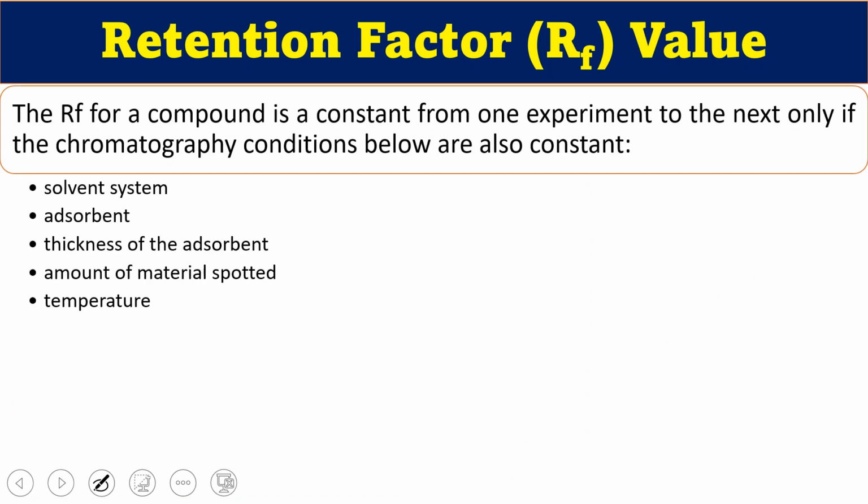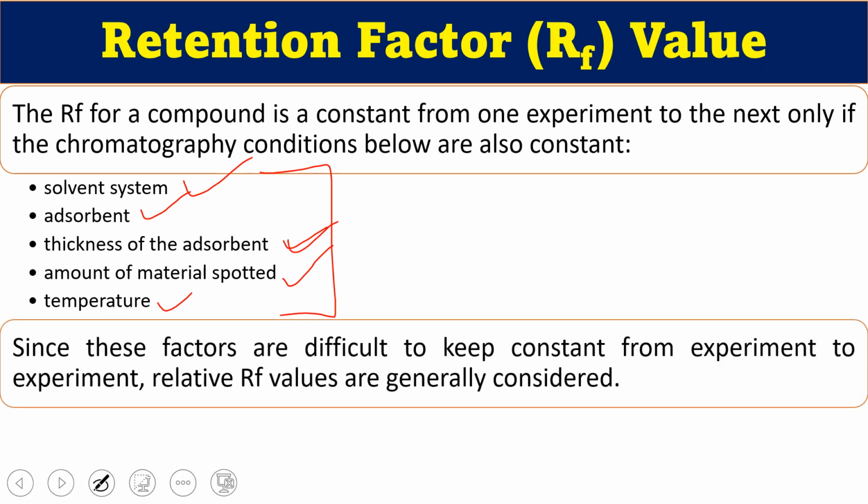This RF value of a compound is a constant from one experiment to the next only if the chromatographic conditions are kept constant. What are the things you need to keep constant? That is the solvent system, adsorbent, thickness of the adsorbent on the TLC plate, how thick an adsorbent layer you have placed, amount of material spotted, and the temperature of the TLC chamber. So if you keep all these things constant, the RF value will be the same in different experiments also.